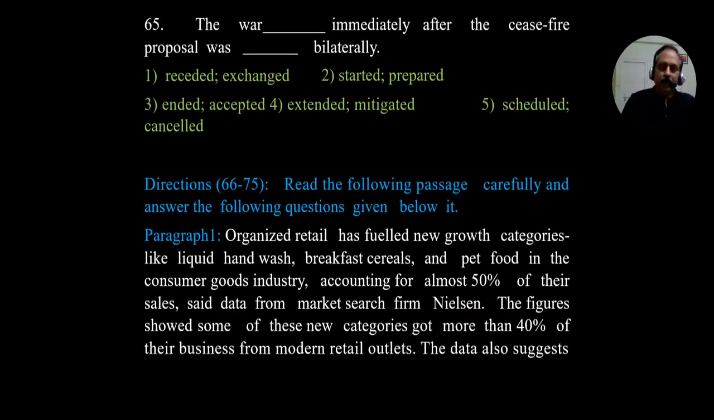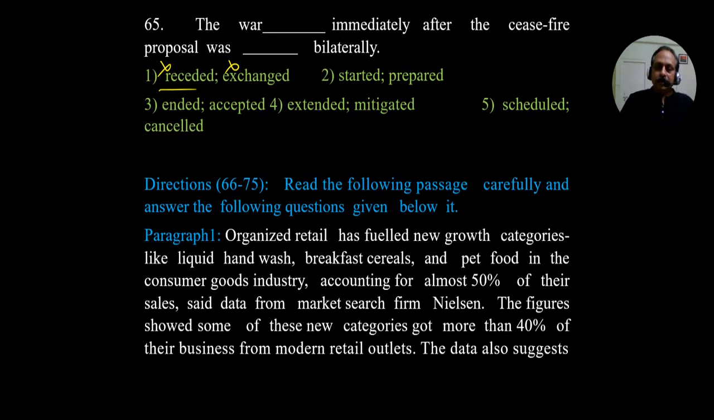The war immediately after the ceasefire proposal was bilaterally. The war receded. For the war, we don't use the word recede. Recede goes with water bodies, waves, tides. Recede means to go back. The tide receded, the tsunami receded, the waves receded. Not correct. After the ceasefire proposal was exchanged bilaterally. Exchanged, you should stop there, not bilaterally. This is also not correct.